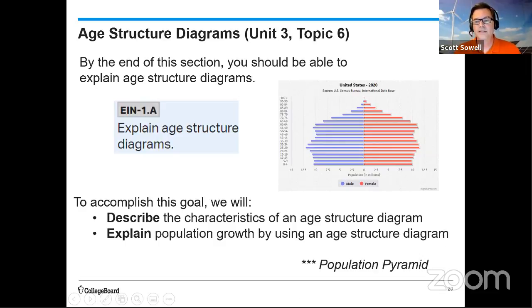I do want to point out that sometimes you will see age structure diagrams described as population pyramids. Those words are not 100% interchangeable, but a lot of times you will see one versus the other. We, in our curriculum, typically follow age structure diagrams. That's the wording we use.